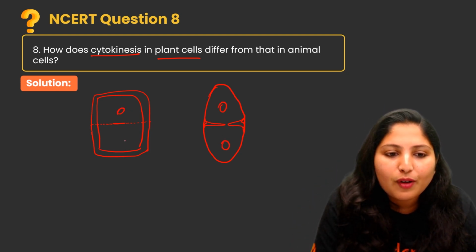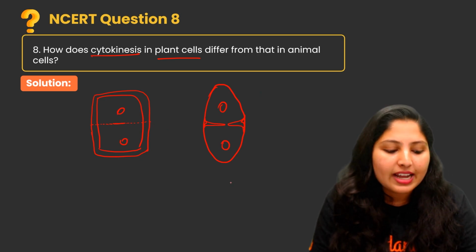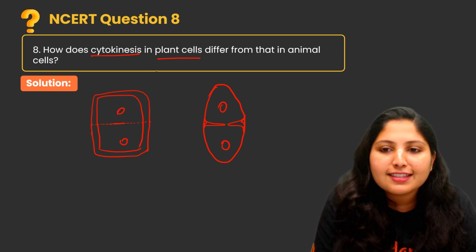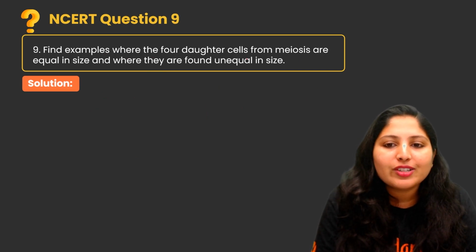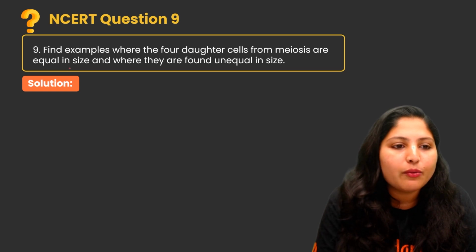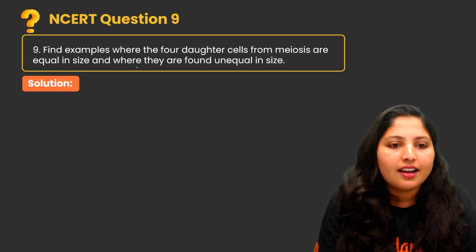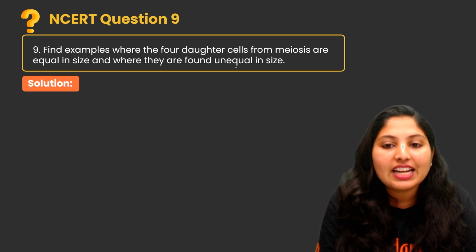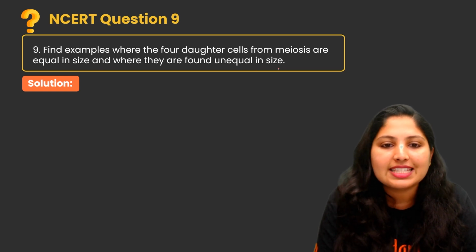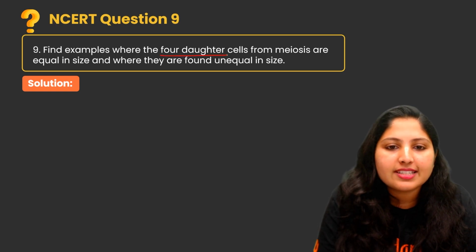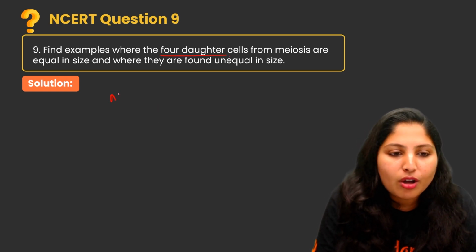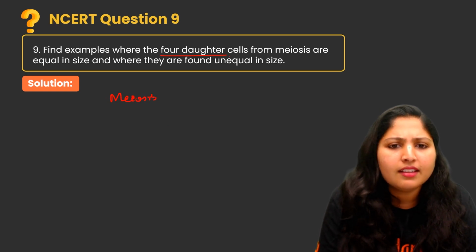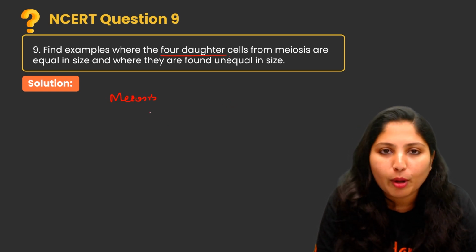This forms two cells. So this is known as cytokinesis in animal cell. Find examples where 4 daughter cells form in meiosis, where they are equal in size and where they are found unequal in size. Let's see. 4 daughter cells we can see in meiosis, right? So in meiosis we can see 4 daughter cells are forming.